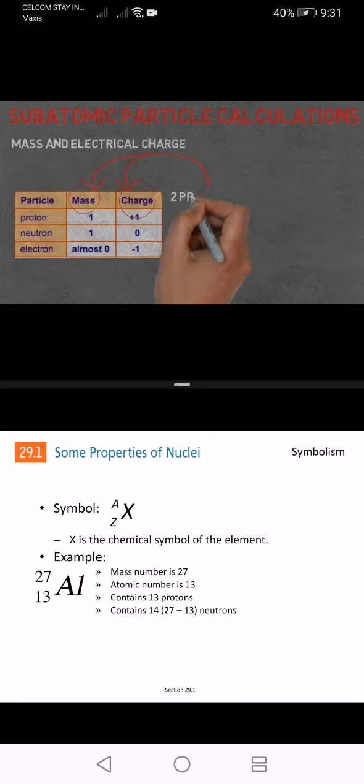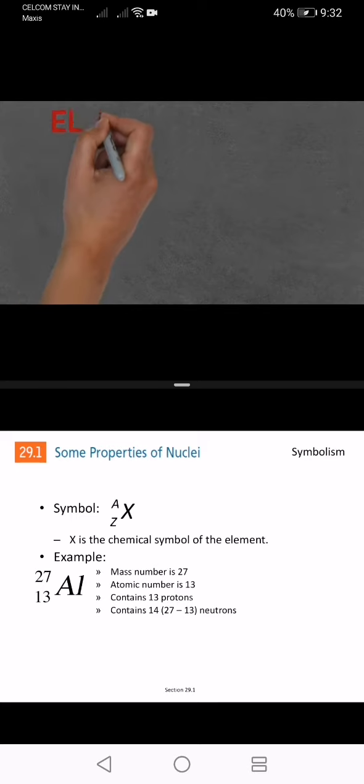Whereas if we look at the neutron, it has the same mass but a different charge, as neutrons are neutral. Lastly, electrons, these have almost 0 mass and a negative charge. An easy way I find to remember the charges is pro for proton is positive, pro for positive, nu for neutral, neutron has nu, and electron is the only one left, so it is negative.